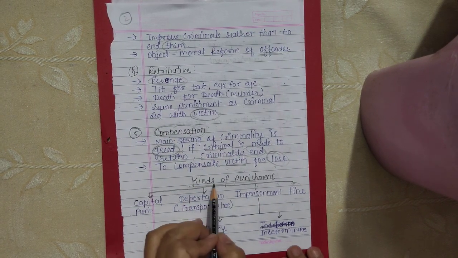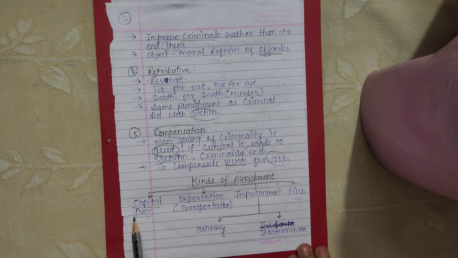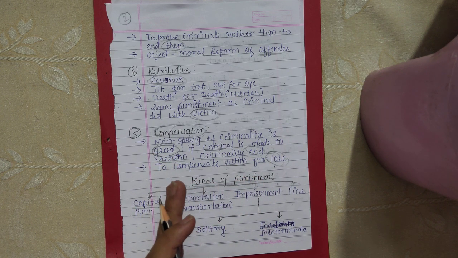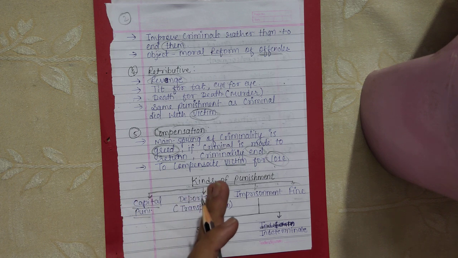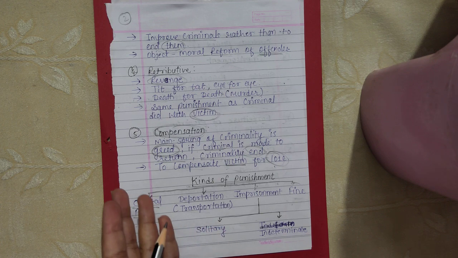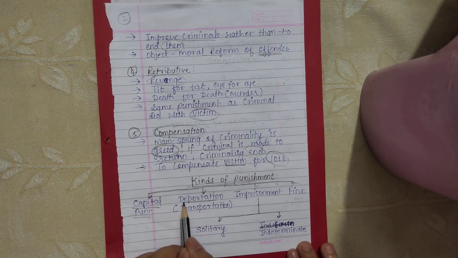Next aspect is kinds of punishment, means general kinds of punishment. First, capital punishment. Capital punishment means death penalty. The object of capital punishment can be said to be two-folded. First, by putting the offender to death, it may create fear in the mind of other persons and make a lesson out of it. And second, if the offender is uncorrectable, by putting him to death, it prevents the repetition of the crime.